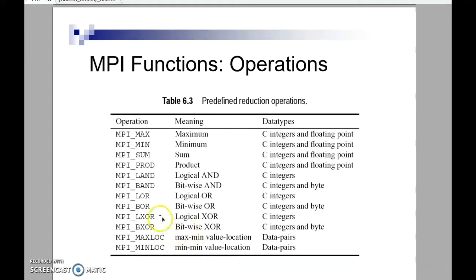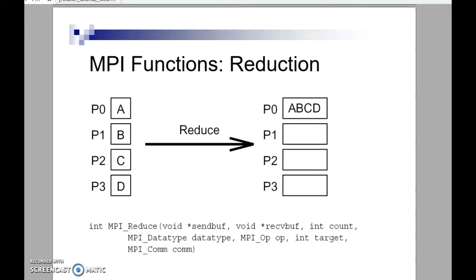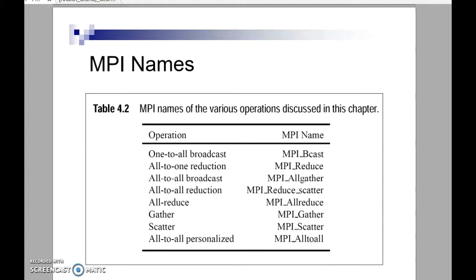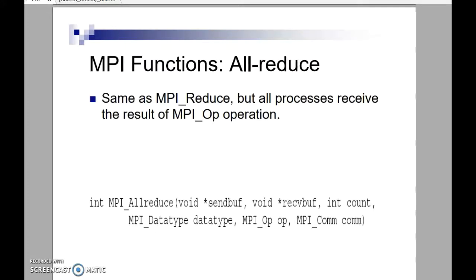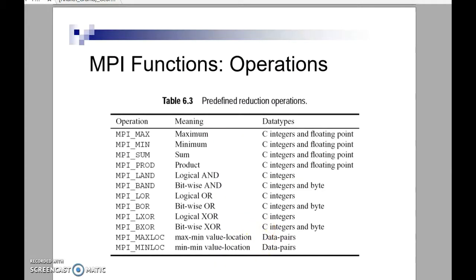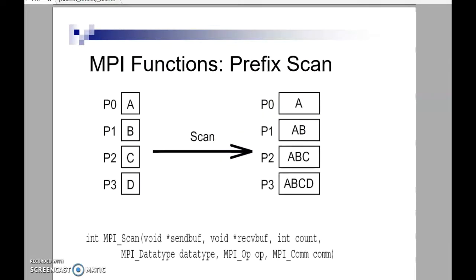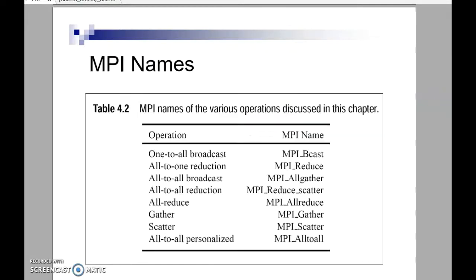The reduction will reduce a number of processors. So let's say we have 4 processors, we reduce it to 1. There are a number of operations in the MPI libraries. These are some operations available: minimum, maximum, and so on. There is all reduce, the all reduce function, but what is the difference? All processors receive the result of the MPI operation. And there is prefix scan.